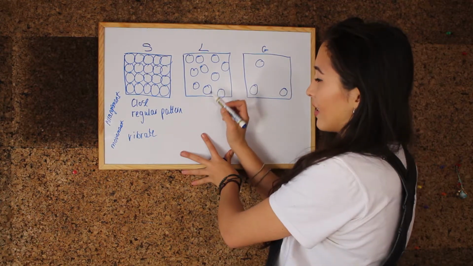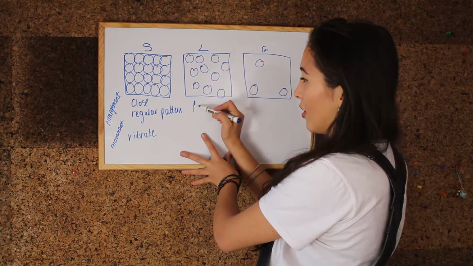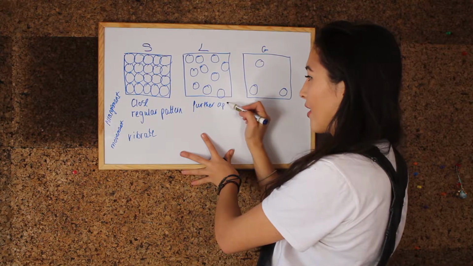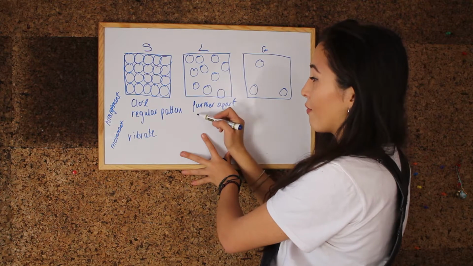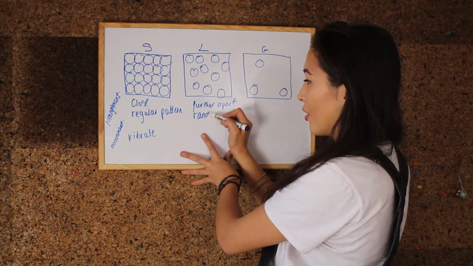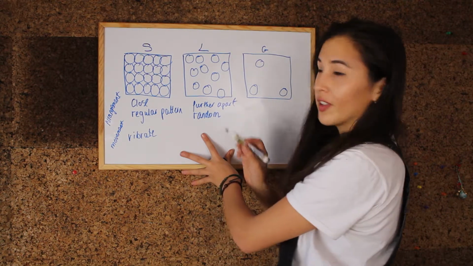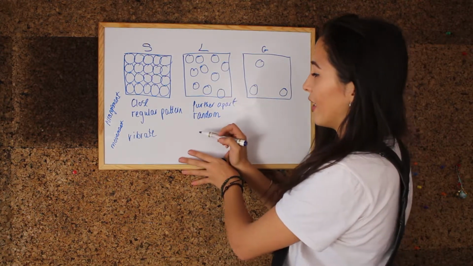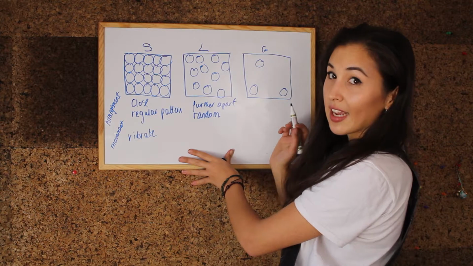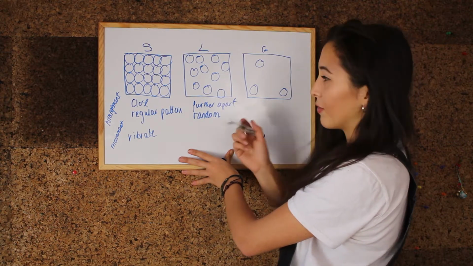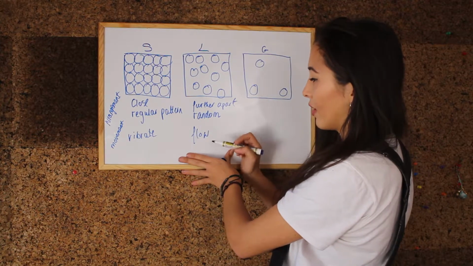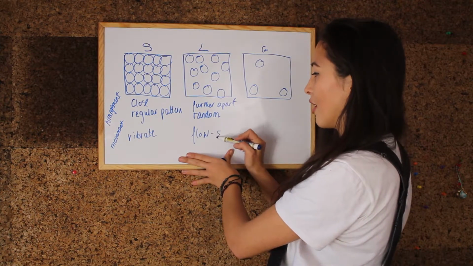Liquids, they're a little bit further apart, but still relatively close together. They're random, so there is no pattern to how they're positioned and how they move. We say that liquids and gases flow, which means that they can move, unlike the solids. So liquids can flow, and we say relatively slowly.